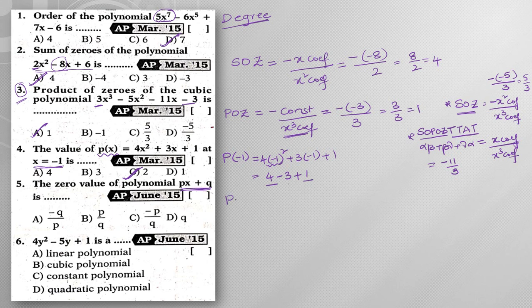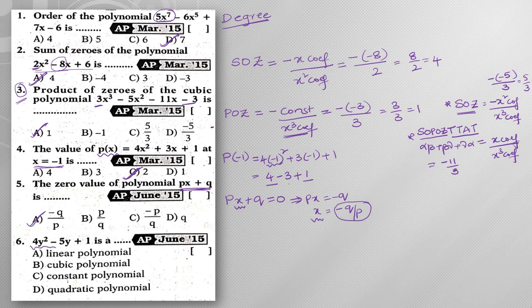So whenever you want the zero of the polynomial, simply make the given polynomial equal to 0 and find the variable. So from this, what am I going to get? px is equal to minus q, x is equal to minus q by p. Whatever the value of x that you get, that is nothing but the zero of the polynomial. Hence the answer is minus q by p.